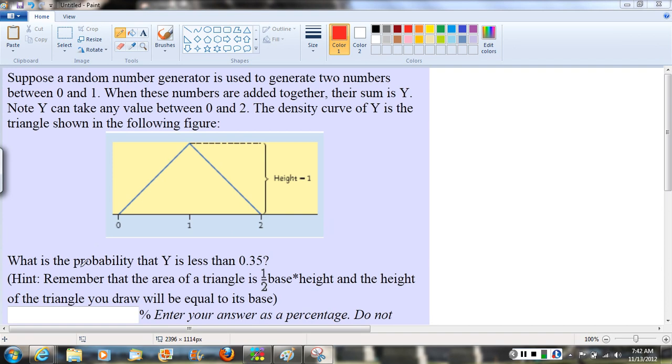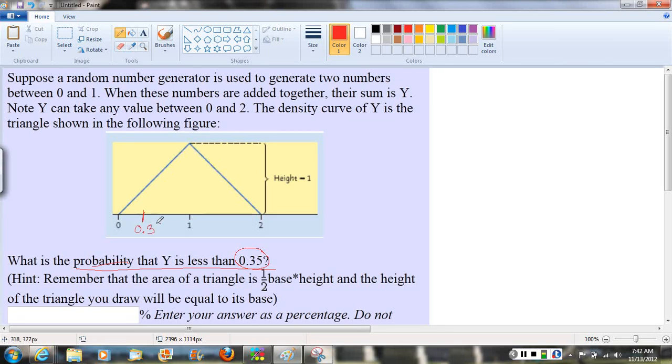So they're asking, what is the probability, let's draw, what is the probability that y is less than 0.35? So if we think about this number, 0.35, that's our value of interest. Let's think about where that falls on our density curve. It's about a third of the way between 0 and 1, so somewhere we could estimate about here.